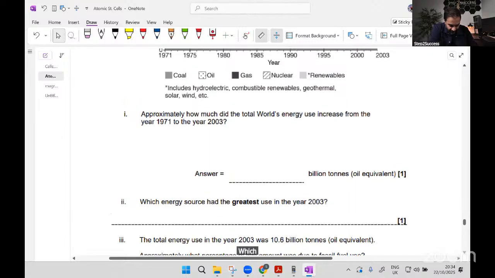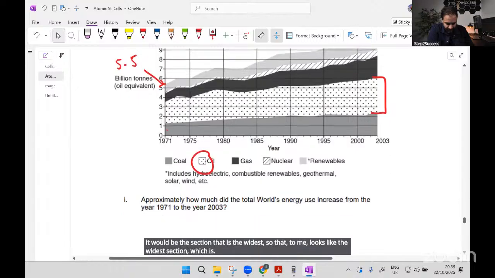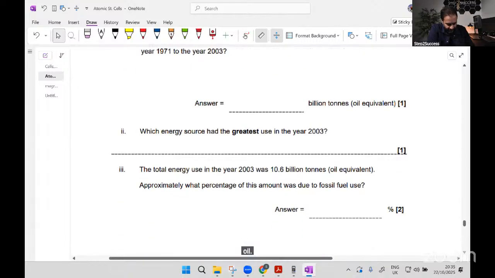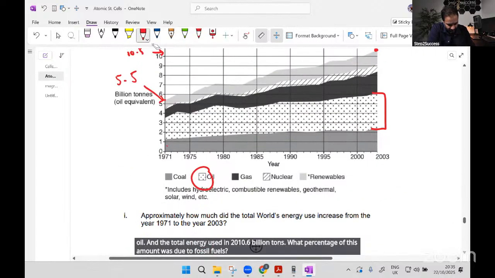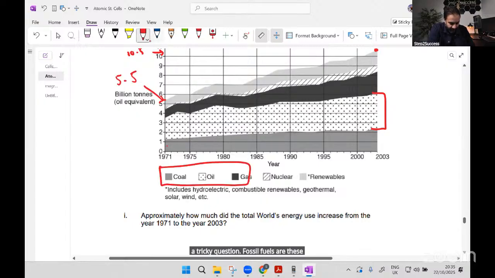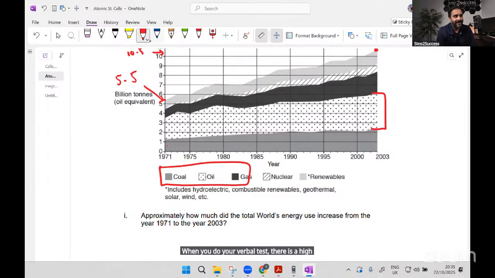Which energy source had the greatest use in 2003? It would be the section that is the widest. So that to me looks like the wider section, which is oil. And the total energy use in 2000 was 10.6 billion tons. What percentage of this amount was due to fossil fuels? Oh, God, that's a tricky question. Fossil fuels are these three, right? Remember, there's three fossil fuels, and I just warn you, when you do your verbal test, there is a high chance you get asked about what the three fossil fuels are. Coal, oil, and gas. So that means that's coal, that's oil, that's gas.